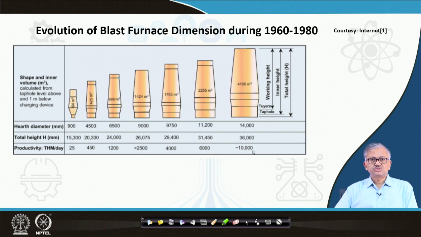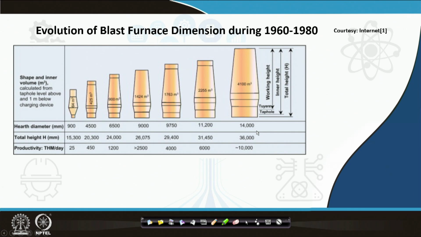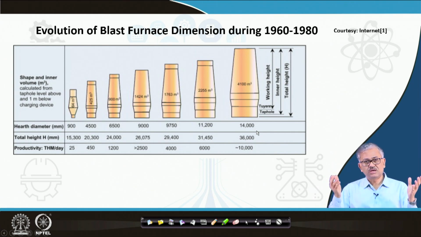Okay, so this has increased. The blast furnace has not increased only axially, you can see it has increased laterally also, and the lateral increase is quite significant, because the diameter increased from 0.9 meter to 14 meter. So the hearth area increase is also significant. It has not only increased in the axial direction, and the lateral increase you can say is more compared to the axial.